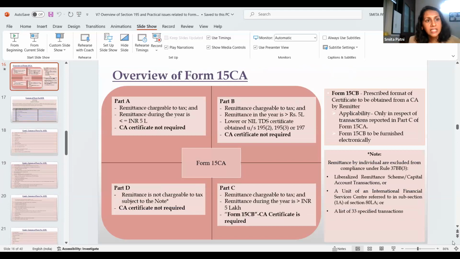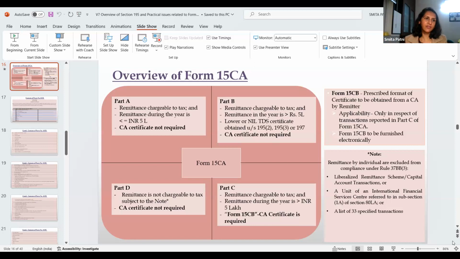Now, Part C. Part C is a residual category, where the form is not met in Part A, Part B, or Part D. So Part C is the category where a 15CB or CA certificate is required. In this case, when a sum is chargeable to tax, as already explained, remittance is required, and remittance exceeds 5 lakh. If remittance is less than 5 lakh, again we go to Part A.